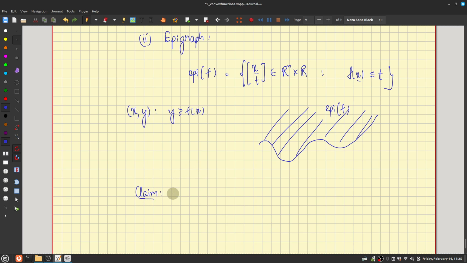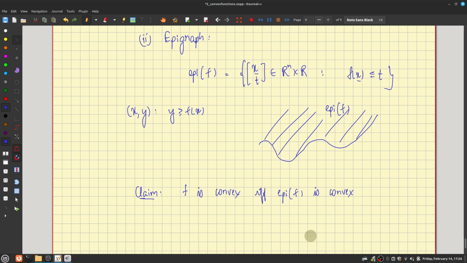So again, the first claim is that, well, in this case, I can make a slightly stronger statement. f is convex if and only if the epigraph of f is convex. It requires a proof, but let's use this as a fact for now.